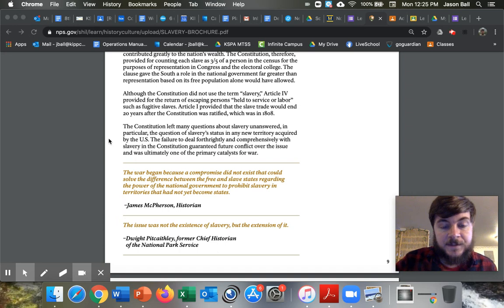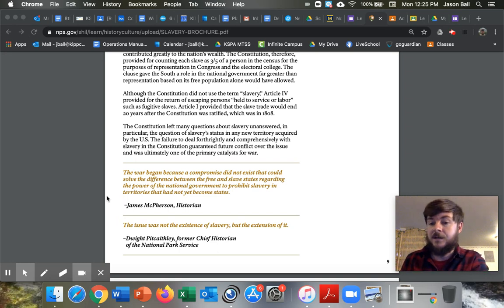And then we've got two quotes down here from some historical figures. James McPherson, our historian: the war began because a compromise did not exist that would solve the difference between the free and the slave states regarding the power of the national government to prohibit slavery in the territories that had not become states. And then the last one by Dwight Pickney: the issue is not the existence of slavery, but the extension of it.